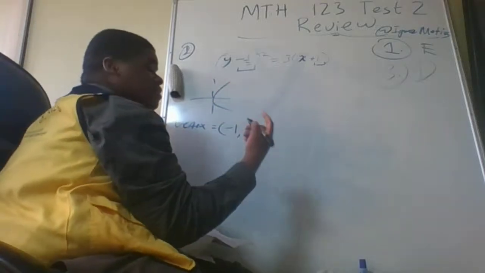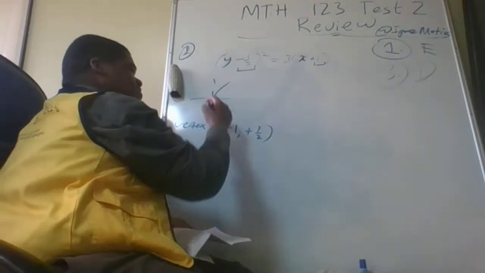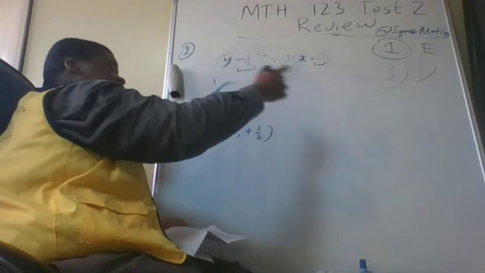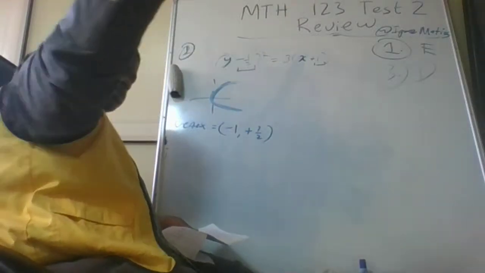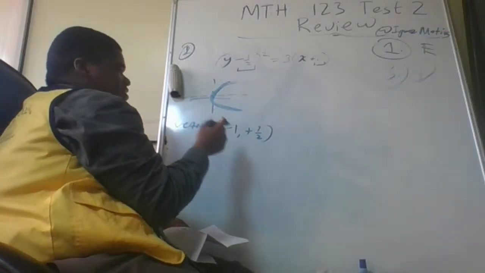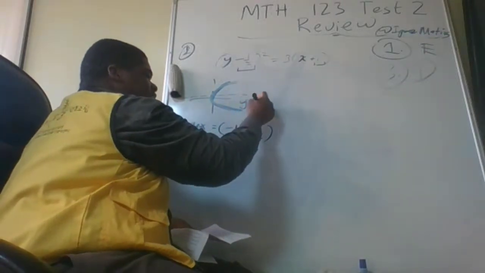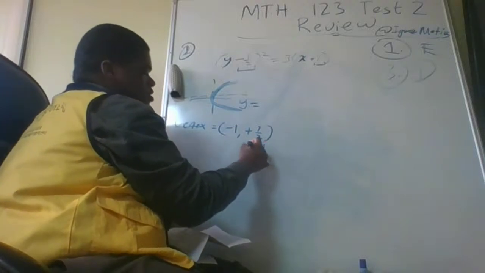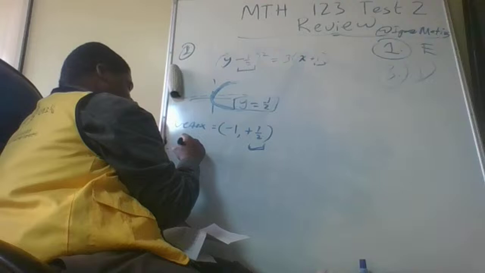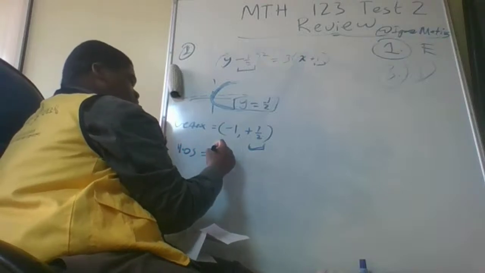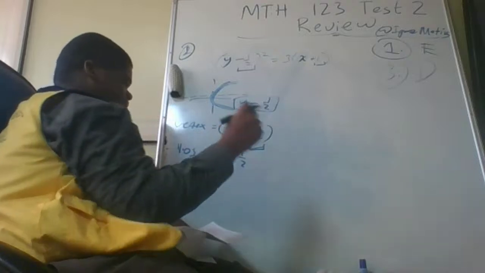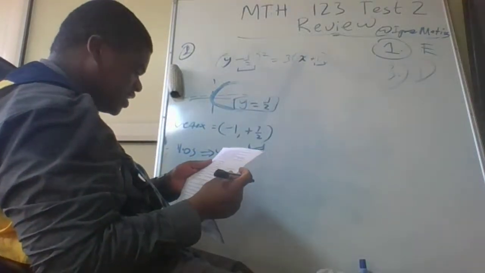So now for our line of symmetry, since it curves towards the right, our line of symmetry is going to be parallel to our x-axis. Since it's parallel to our x-axis, that means we're going to have y equal to whatever the y term is here. So that's y is equal to a half. So our line of symmetry, LOS, is going to be y is equal to a half. And in this case, it's not inside the options.